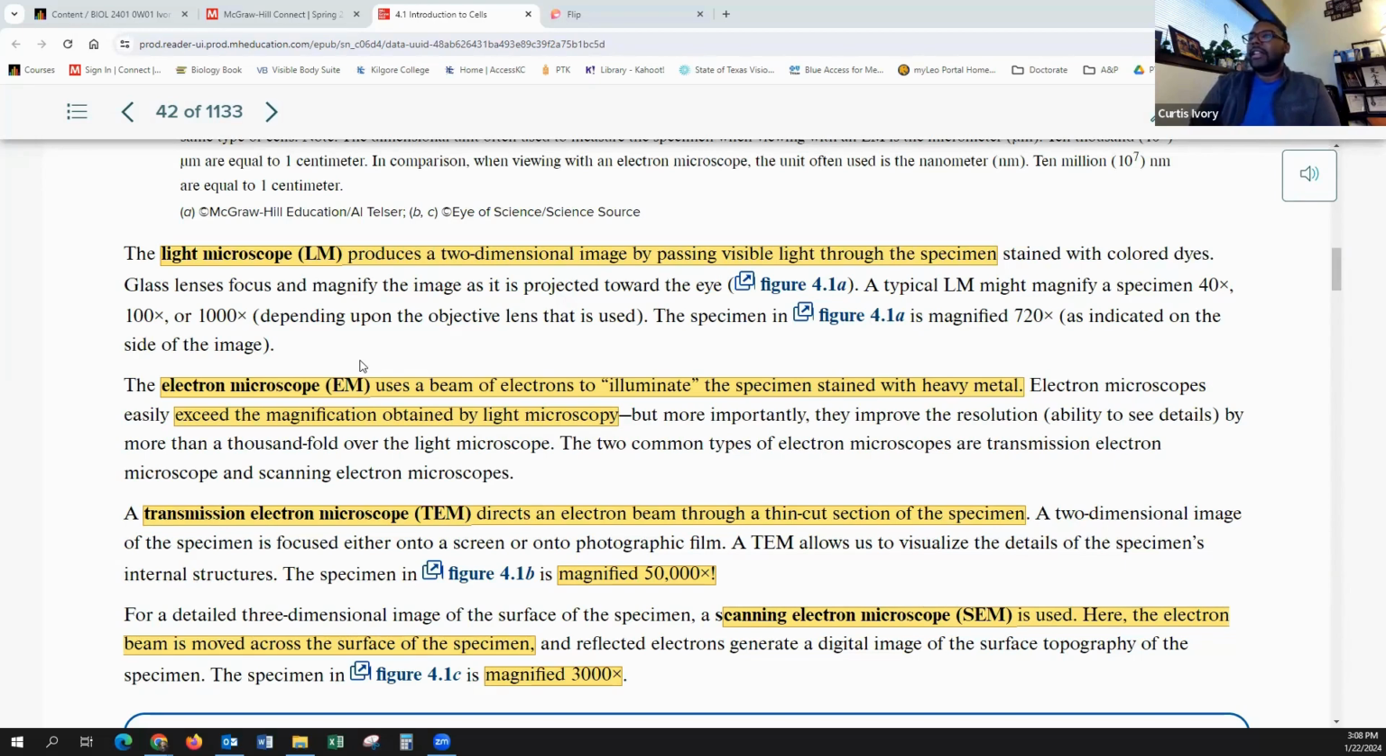Then we have scanning electron microscope. Essentially, there's a beam that's moved across the surface of it, and it only gets to about 3,000 magnification. So not as much as transmission, but we're still able to see a little bit more detail than a light microscope could.